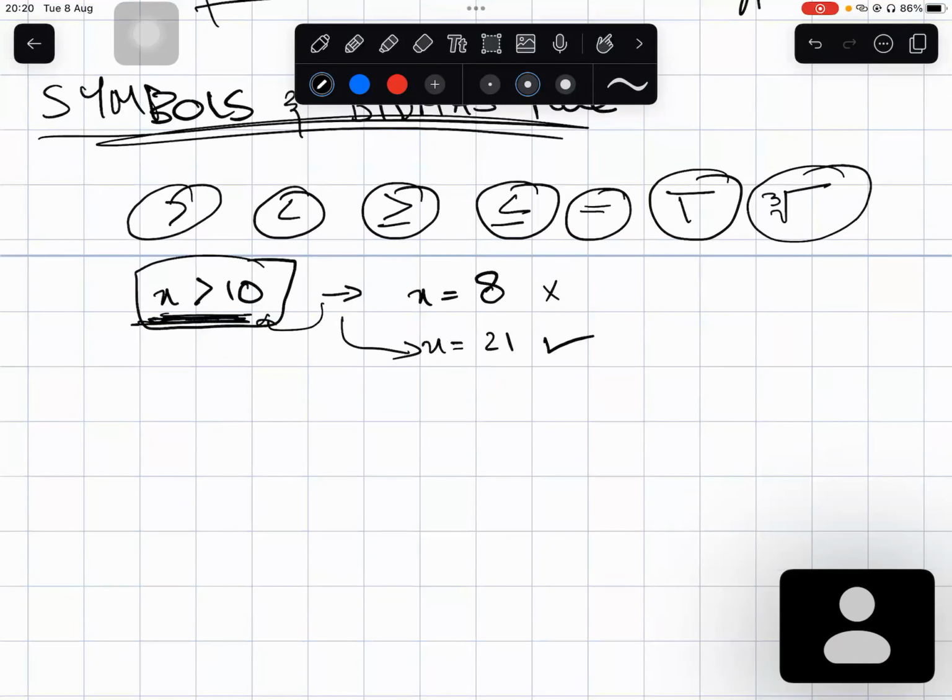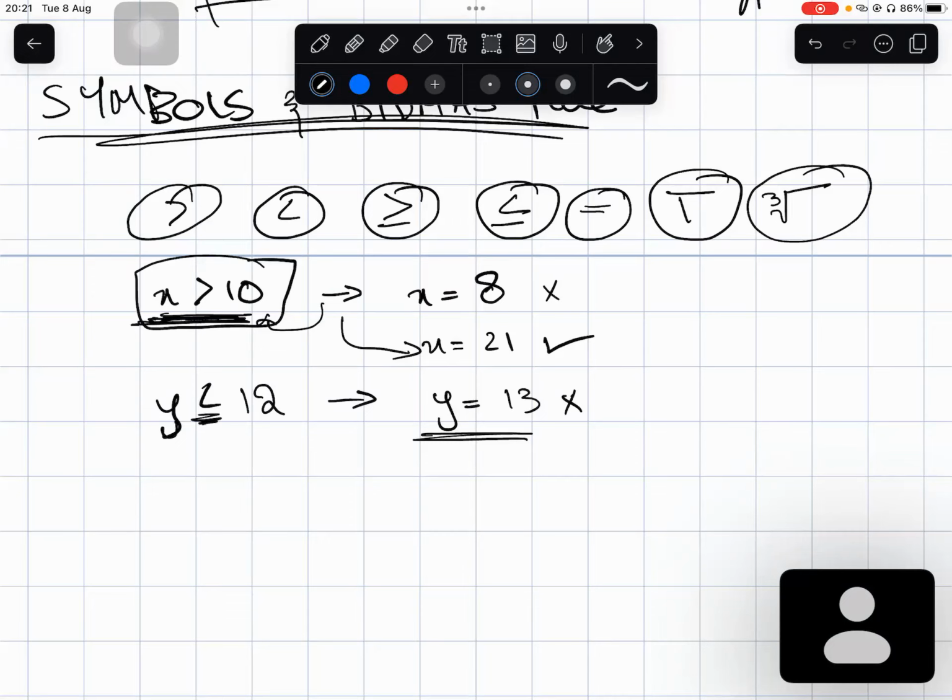How about if you're given a condition like y is less than 12? Now you see this expression, y is equal to, for example, 13. And the examiner asks you, would this be true or false? What would you say? False. And why is that? Because y has to be less than 12.